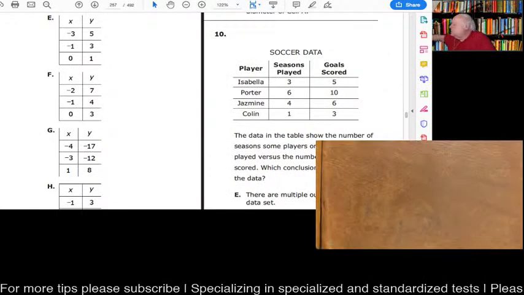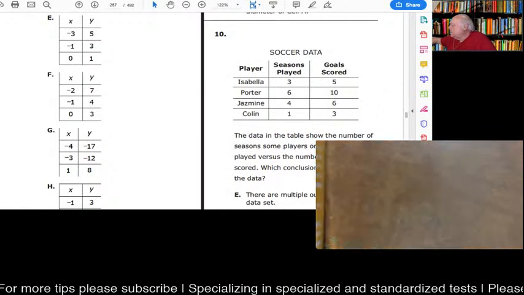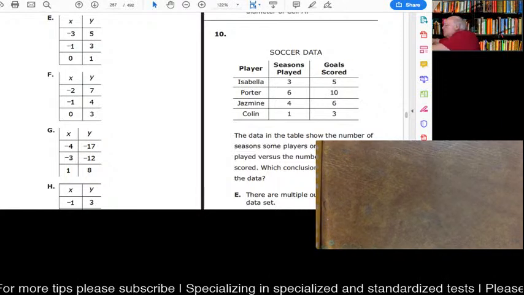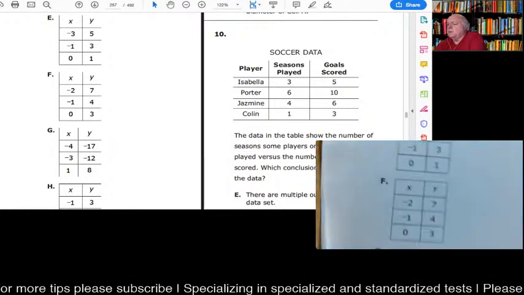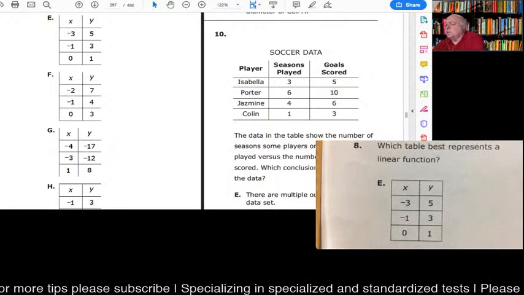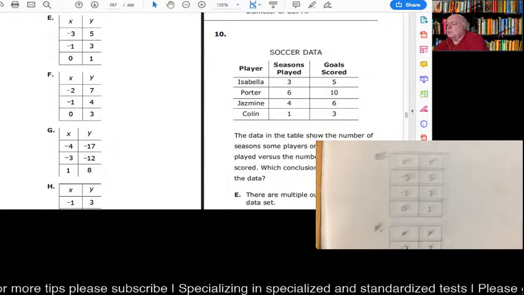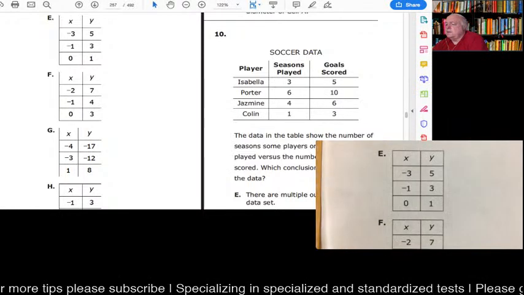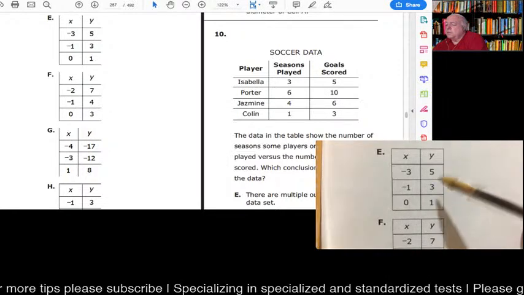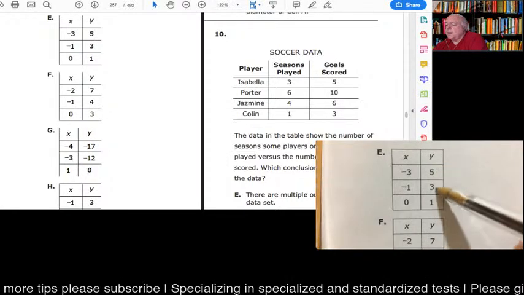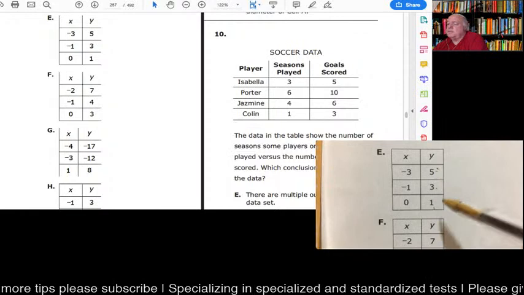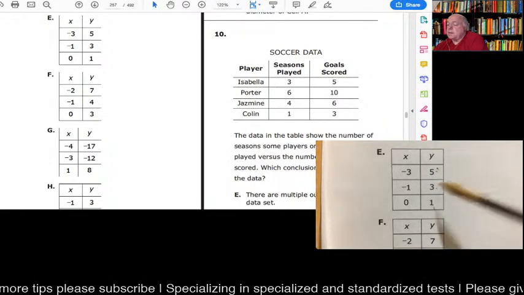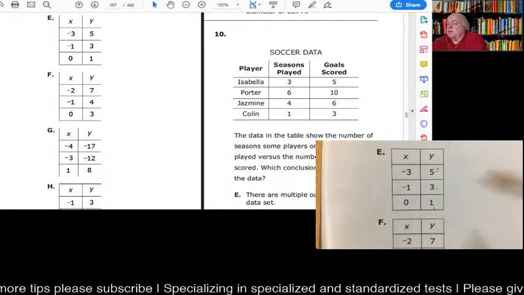So what I'm going to do is bring that up. Do I have a copy of that? Yes, I do. I'm going to put it here because my penmanship is so horrible. What we need to do is find the slope between a point and another point, and if it's the same between points, then we have a linear function.